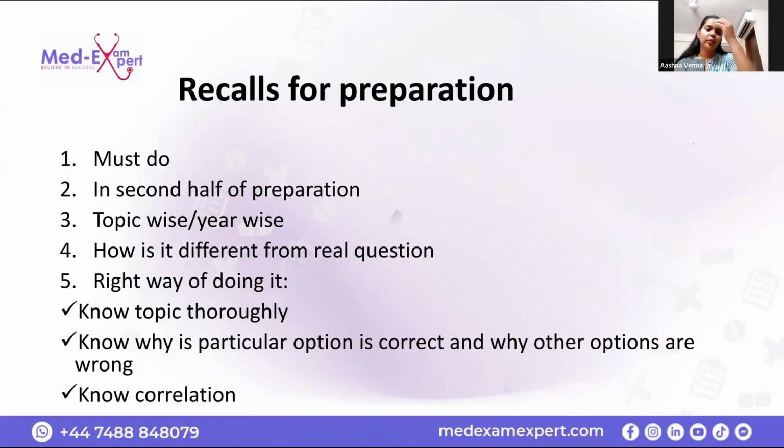So whenever you're solving a question, when you know that this option is correct, that's good. But you also should know why the other options are wrong. And you need to have a little correlation, okay? So that's how you prepare with the help of reports.